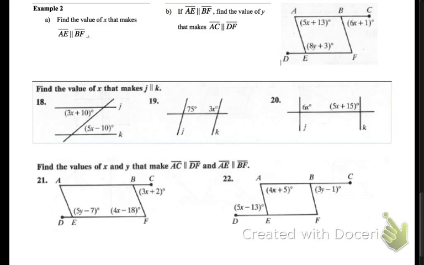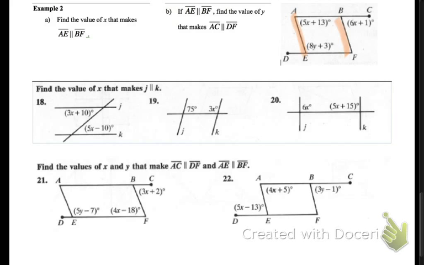All right. Example 2, here's the other type of question. These questions will look like the ones we did in the last section where we're solving now for variables. Example A here, find the values of x that make AE parallel with BF. So let's see, we have AE and BF. Find the values for x.